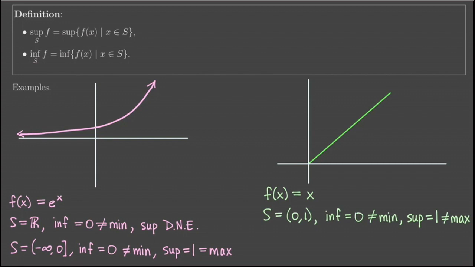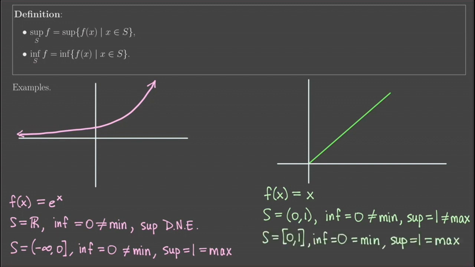If S were the open interval from 0 to 1, kind of like it's pictured, so this is 0 right here, and this is 1, then S forever gets closer and closer to 0, but never actually gets there. So we can say that 0 would be the infimum of the set of outputs, but there wouldn't be a minimum. And similarly, we get closer and closer to 1 from the left, but we never actually get there. So the supremum of the set of outputs would be 1, but you wouldn't call that a maximum.